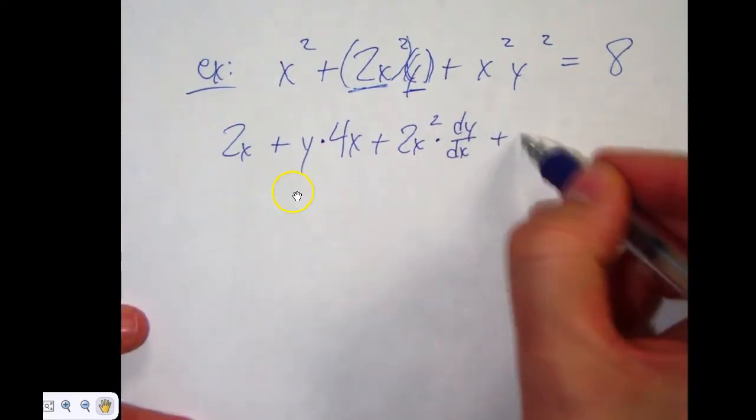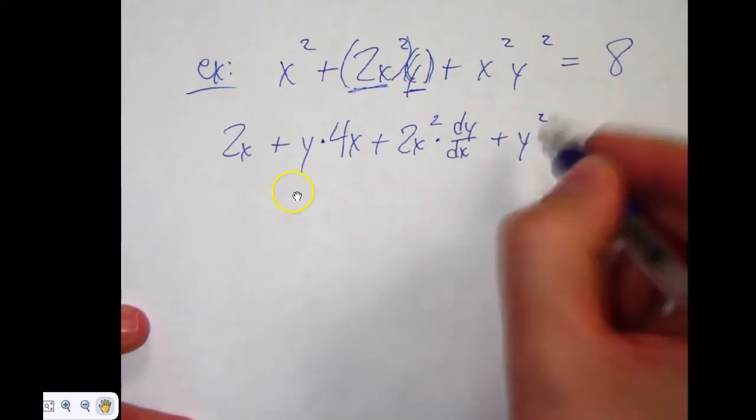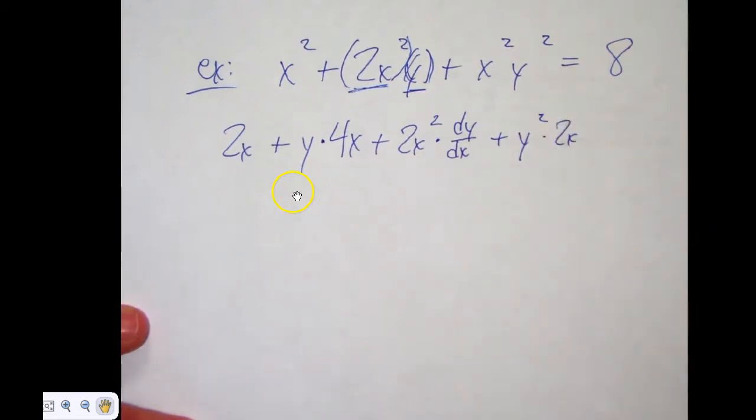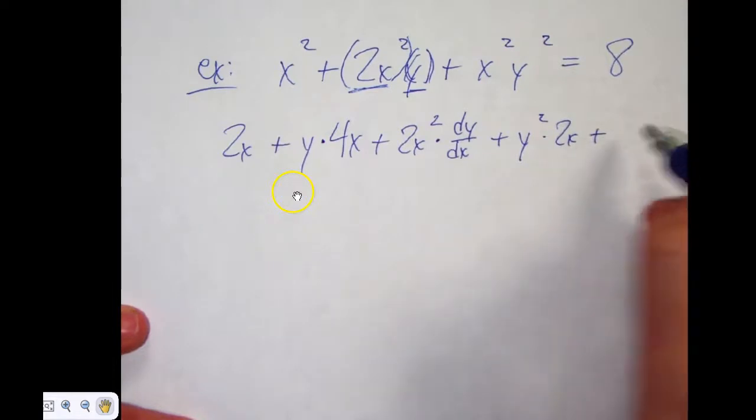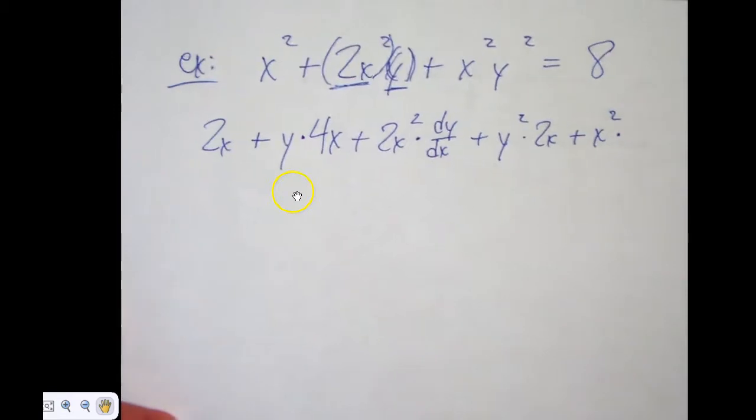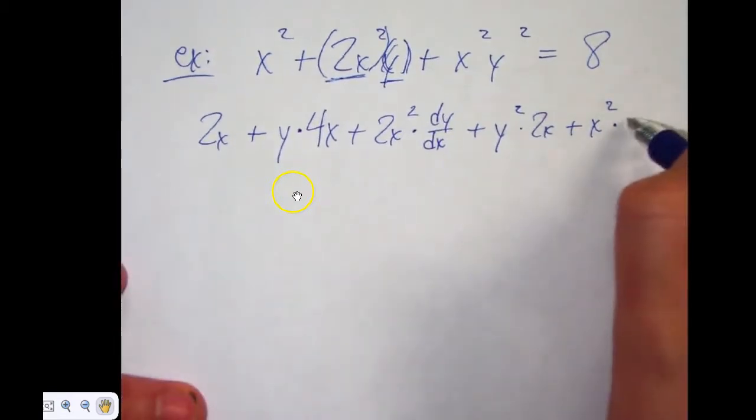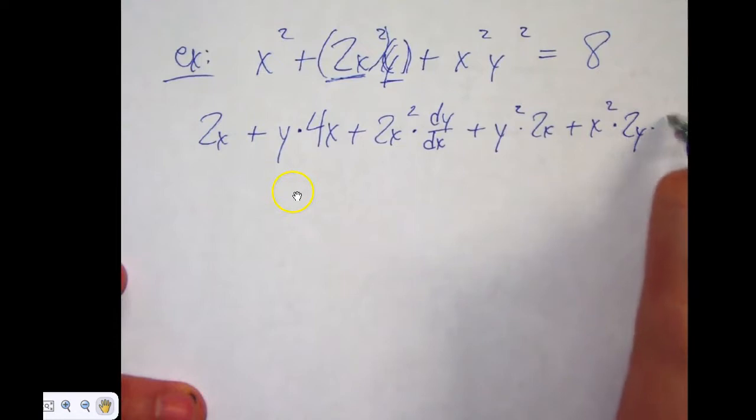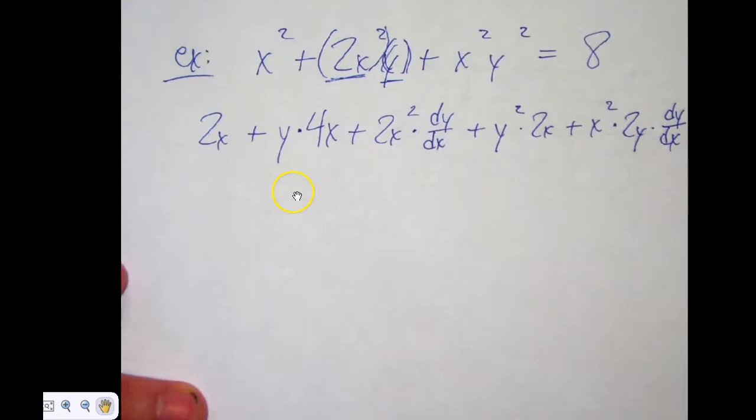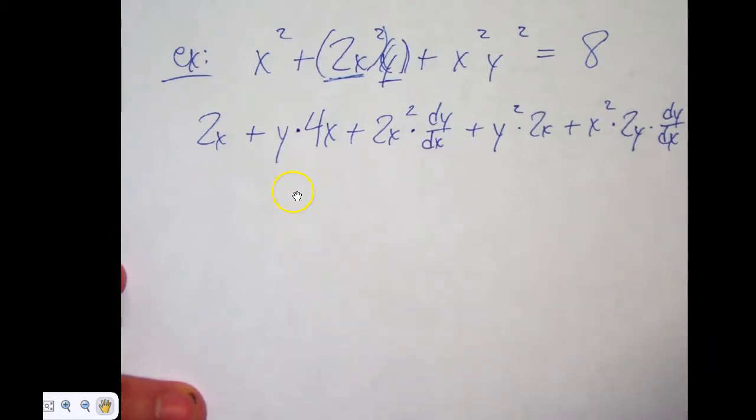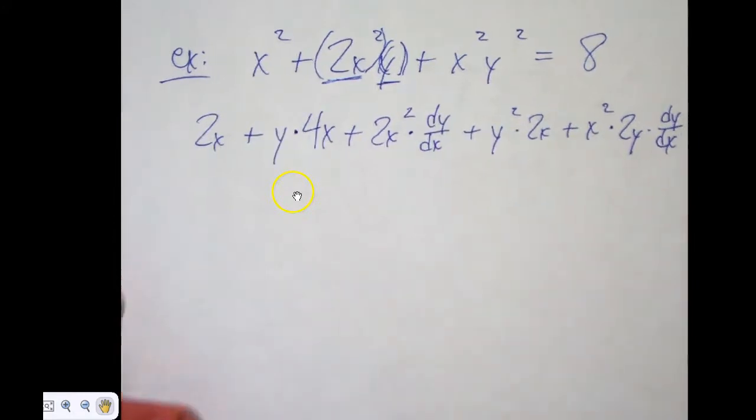Plus, second thing, so y squared times the derivative of the first thing plus the first thing times the derivative of the second thing. What's the derivative of y squared? 2y, and then times dy dx, right? You guys with me? Nobody's saying anything, so I can't really tell. You good? Equals what? 0.